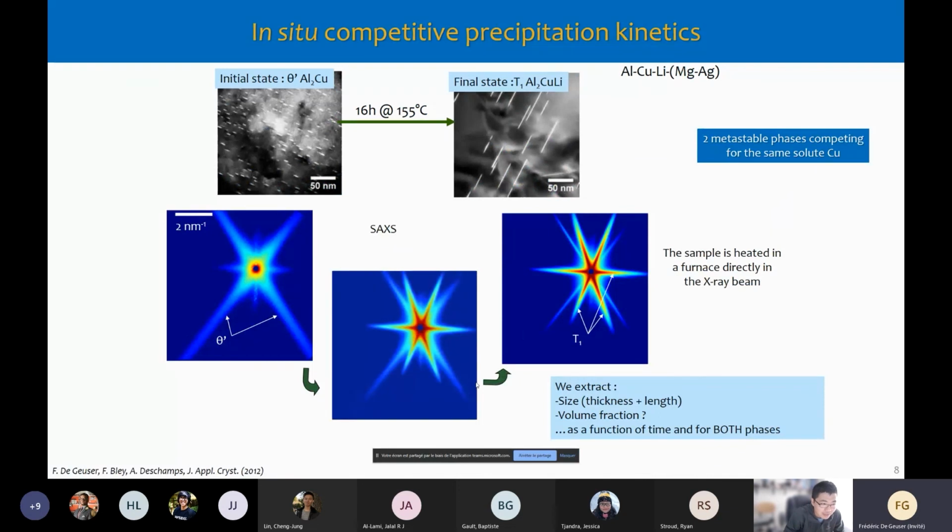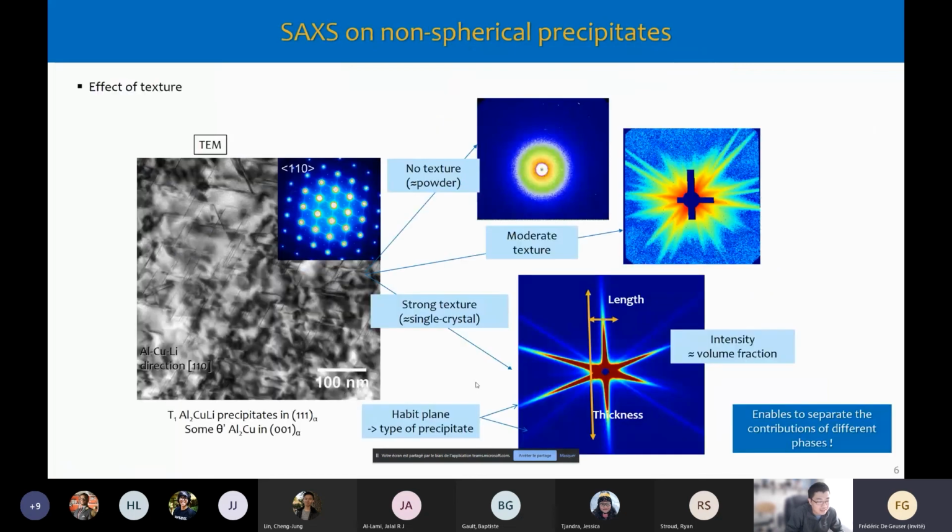Well, that's the most important question, of course, when you study this kind of thing. In many cases, what you will end up with is this kind of pattern where you have streaks everywhere and you can't really exploit it. So there are two cases we can exploit. One case is perfectly random, where you average everything and that's fine. The other case is single crystal, which is essentially the TEM case. And in the intermediate case, you'll have to make assumptions.